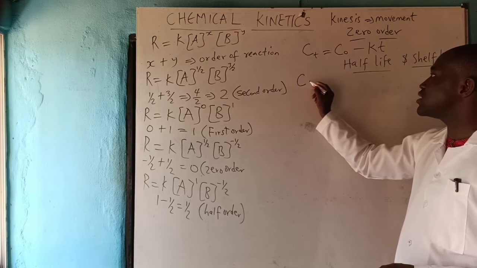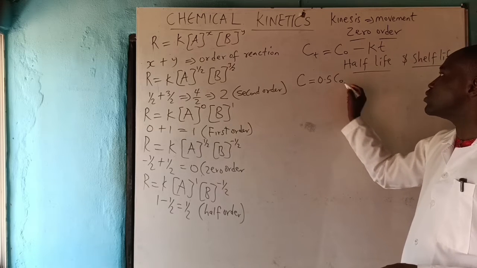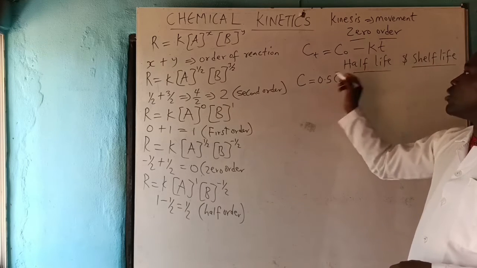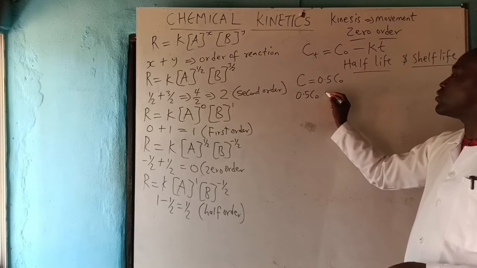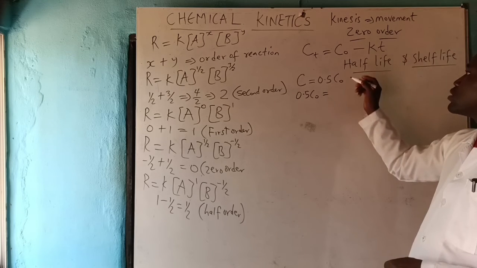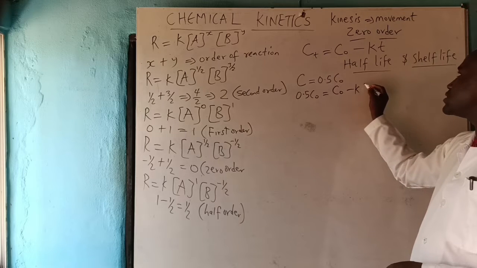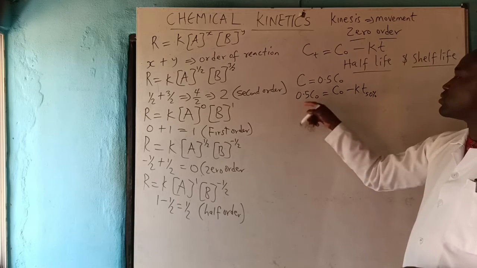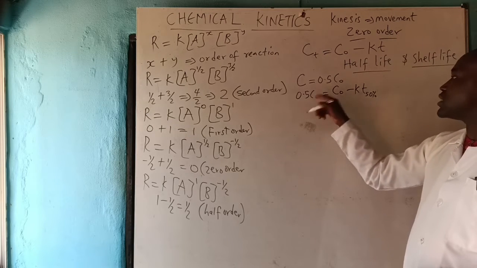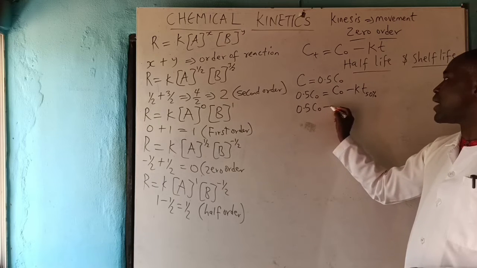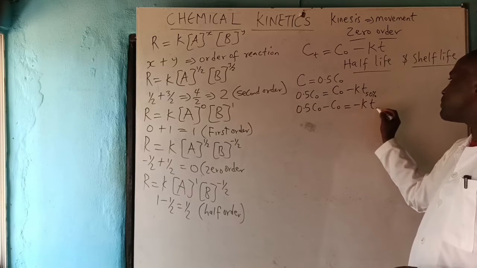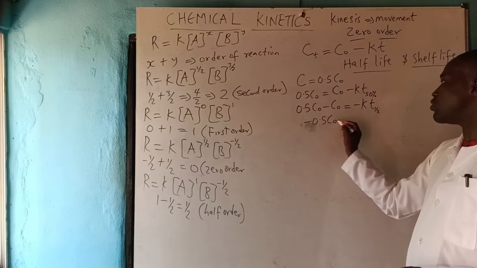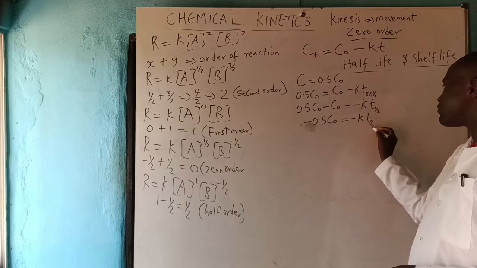That means our C will be equal to 0.5 C0. 50% means 50 over 100, that is 0.5. You put it here. You'll be having 0.5 C0 equals C0 minus Kt. So, moving terms, this is 0.5 C0 minus C0 equals minus Kt. 50% means half, like 50 over 100. This minus this, minus 0.5 C0 equals minus K t-half.